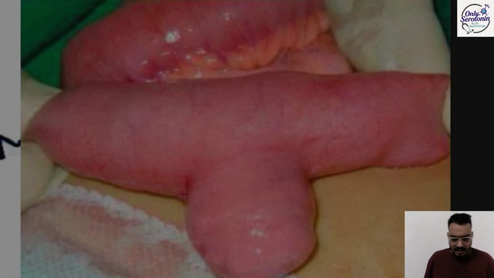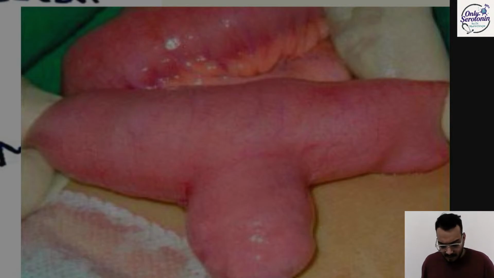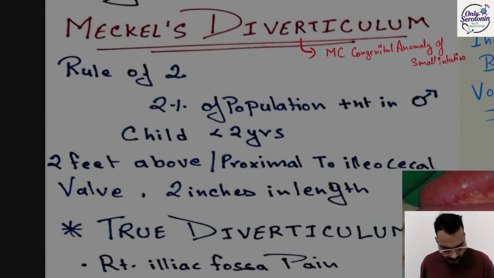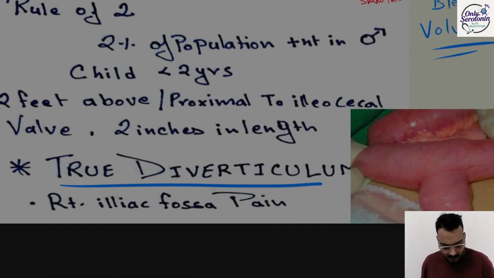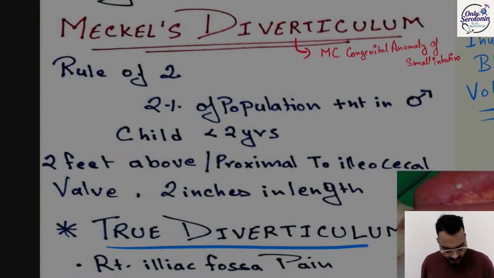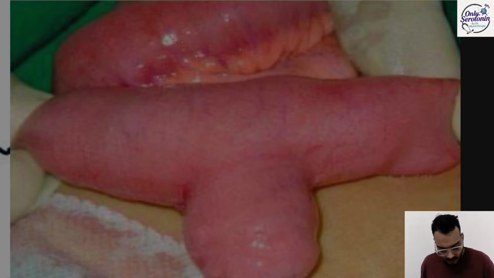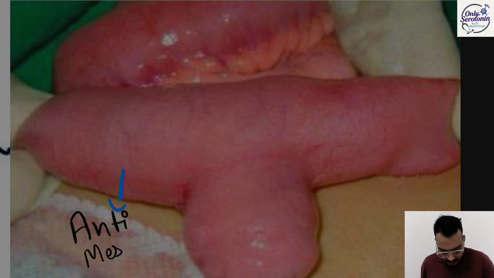Can you see this thing, guys? This is your Meckel's diverticulum. This Meckel's diverticulum is a true diverticulum. It is already written here, right? It will present with right iliac fossa pain. Last thing which I am going to tell you here is it is always present on the anti-mesenteric side.